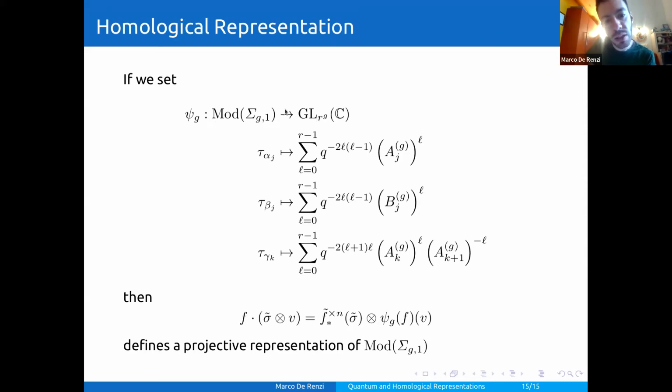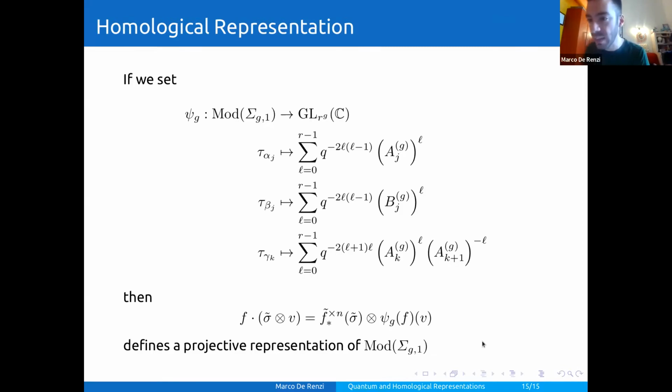There's a mistake here, actually. This is not a representation. I should write a projective representation, but anyway. There is a map from the mapping class group to here, and this is where the projectivity arises. And if you untwist the coefficient using this very explicit map, then this will allow you to define a projective representation of the mapping class group.